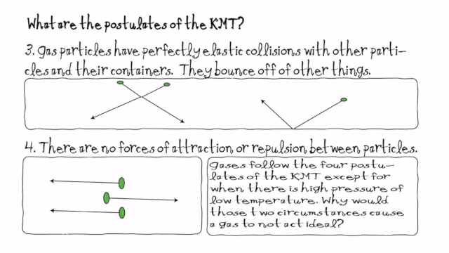Gases follow the 4 postulates of the KMT, except for when there is high pressure or low temperature. Why would those 2 circumstances cause a gas not to act ideal? At high pressure, the gas particles are closer together. That means the space between particles is decreased. At high pressure, the volume of the gas particles becomes significant. At low temperature, the particles are moving slower, so that increases the amount of attraction or repulsion between particles.